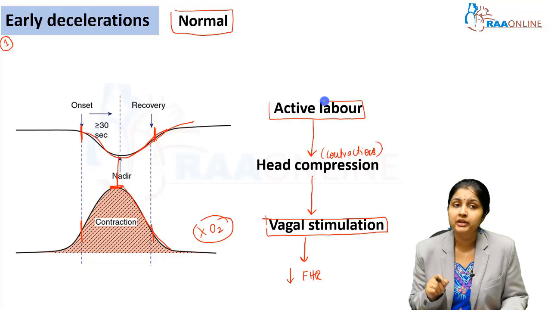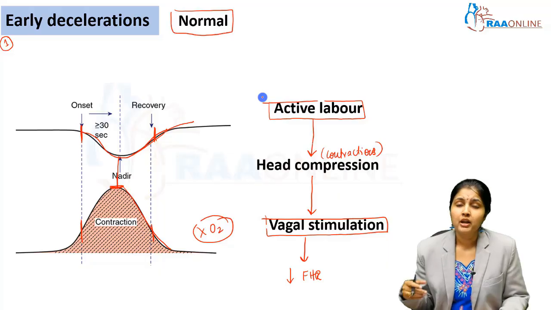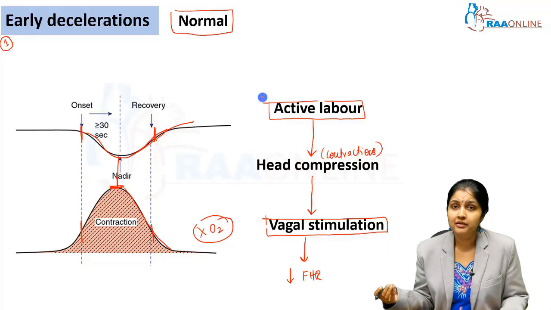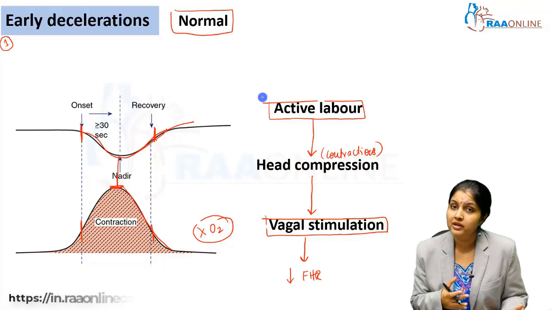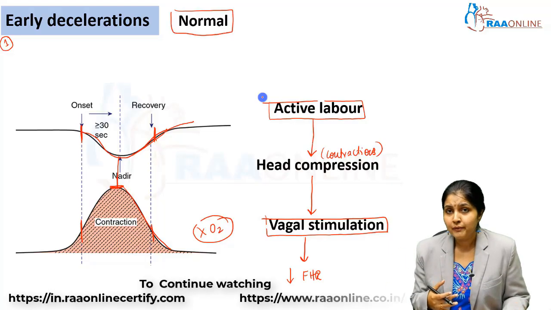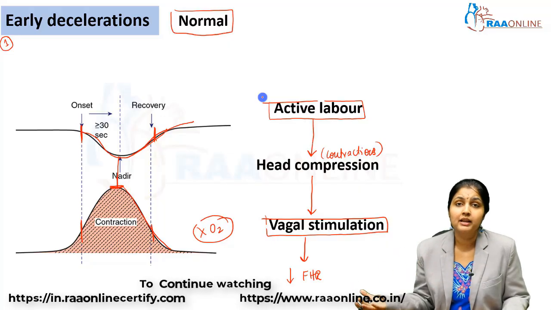However, please remember that if you notice early deceleration during the latent phase itself, you might be a little wary, or you might be a little suspicious of things such as CPD, because early deceleration does not occur in very early stages of labor, especially when the cervix is less than 4 cm dilated. These are findings that are typically seen in active labor, that is when the cervix is dilated to more than 4 to 6 cm.